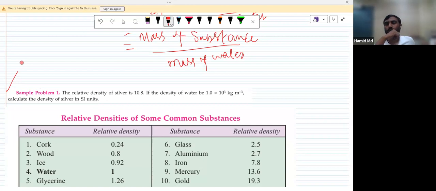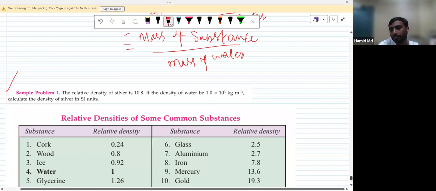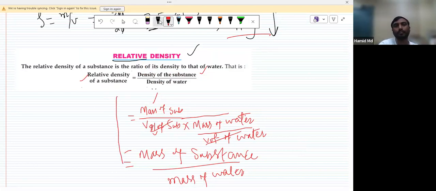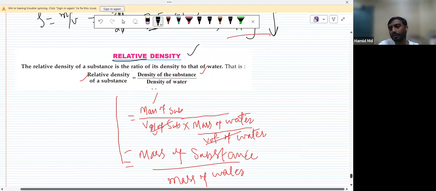So I'm confused. After I wrote 10.8 into 10 cube, I always get confused about what to do next. See, what is relative density? We already saw the formula. I'm doing the calculation for you. What is relative density? It is the density of the substance divided by the density of water.